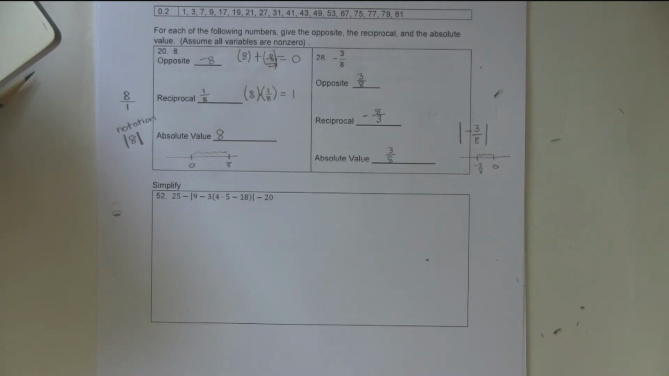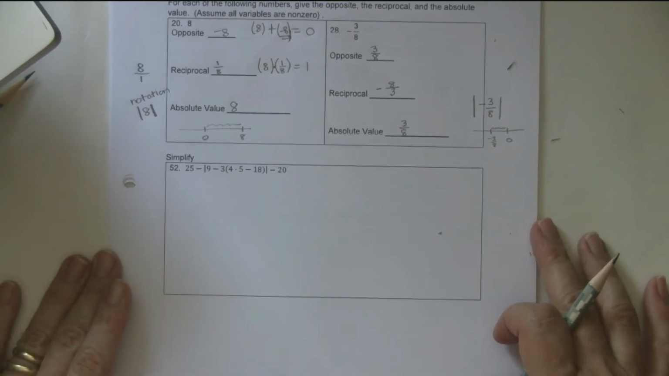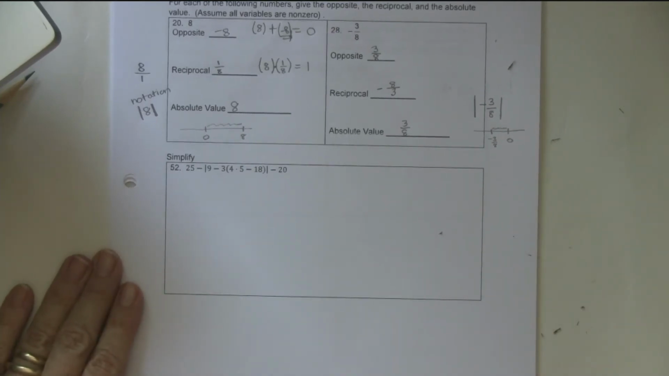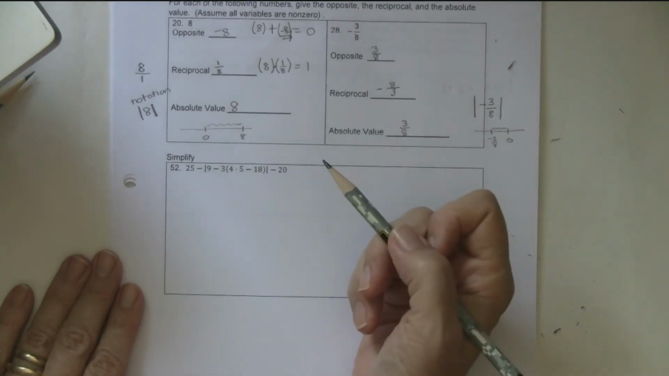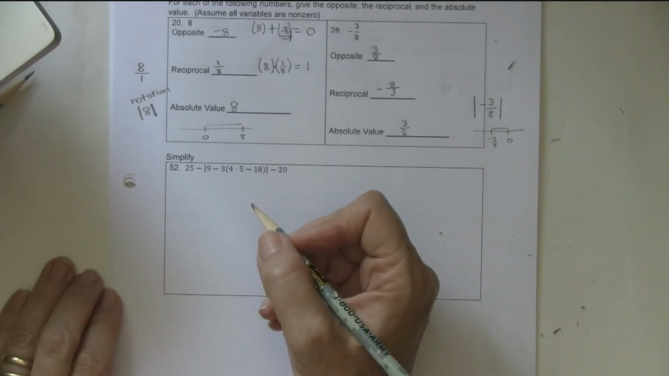And then this is a problem that involves order of operation and absolute value. I was going to say absolute value first, and then I got order of operation going. And so it has both in there. And so we're going to give a try to doing it. So absolute value is a grouping symbol.